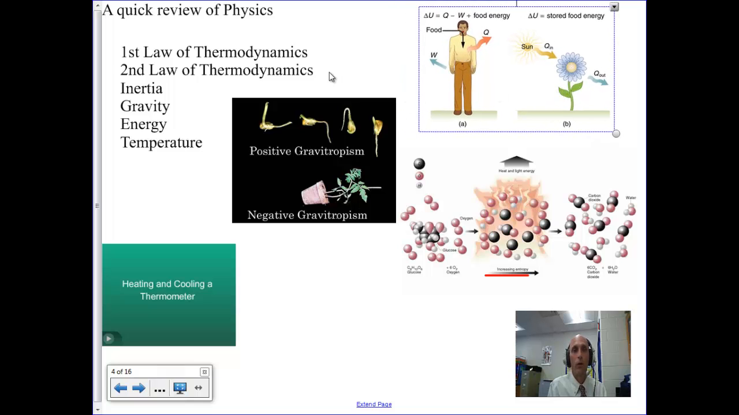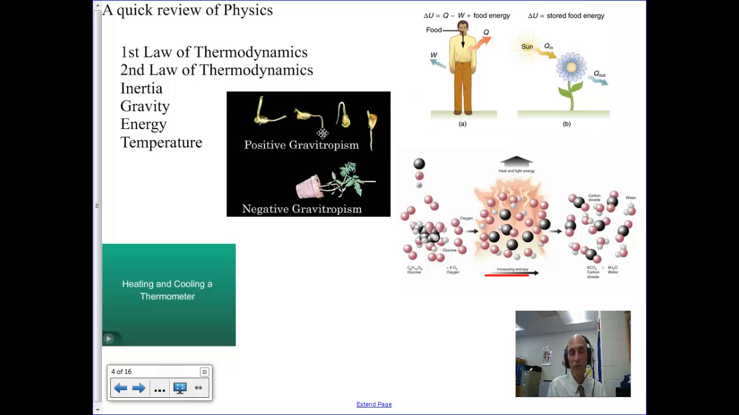So first law of thermodynamics, second law of thermodynamics, everything's going to move towards a state of entropy. Eventually, luckily for us, there's a large universe out there that absorbs lots of the excess heat that we have, and we can maintain our own order by creating disorder in the universe.